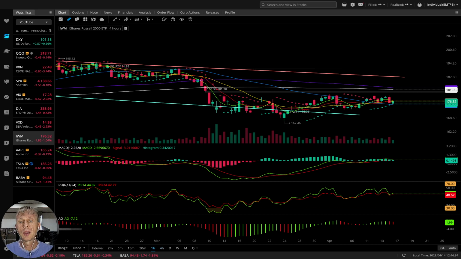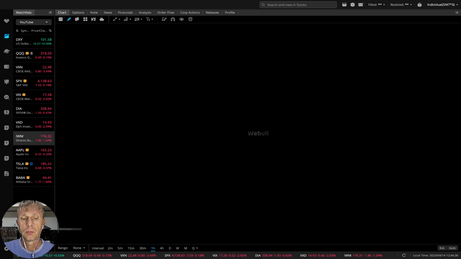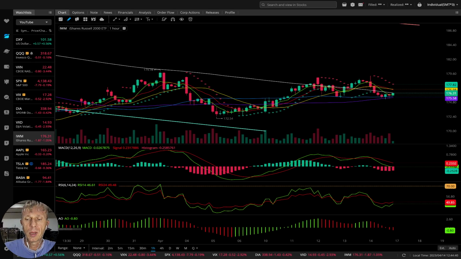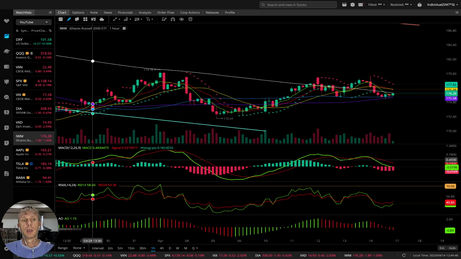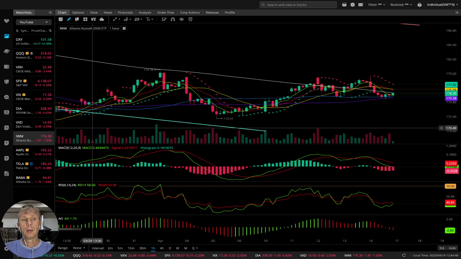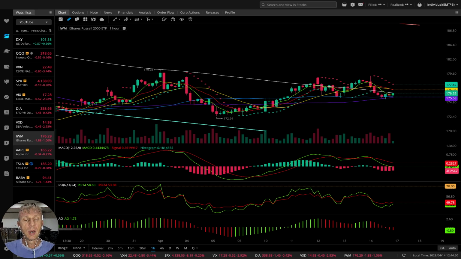Let's move to 1 hour. On 1 hour it's a bearish trend. On 4 hours and daily it's still in a mixed mode, still bearish on 1 hour time frame.